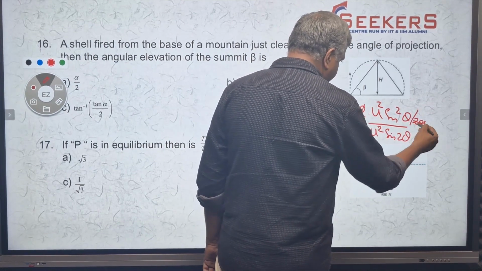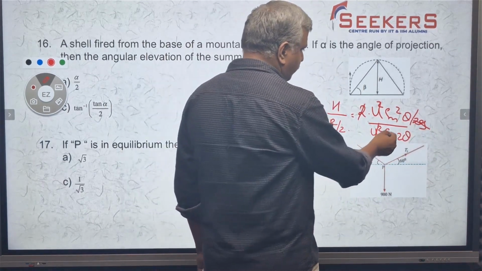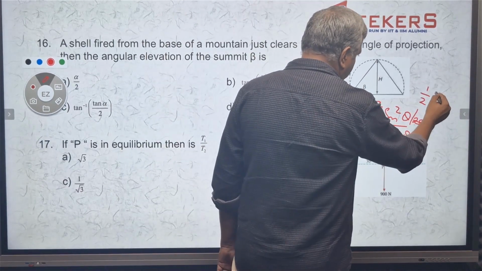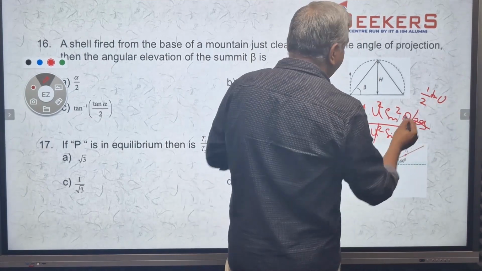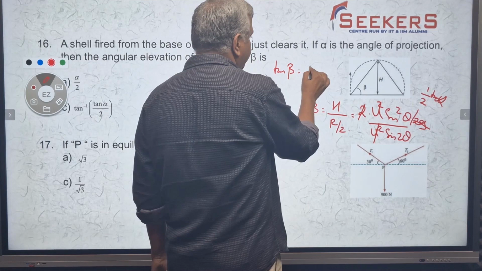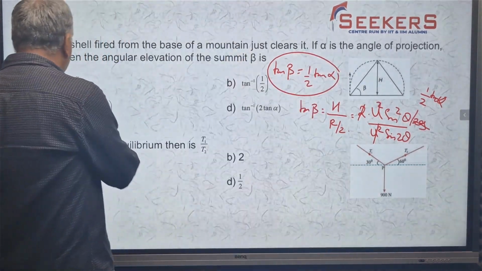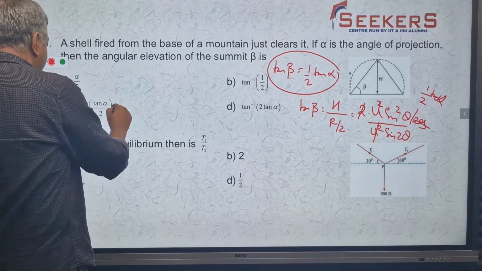So the 2's will get cancelled, g's will get cancelled. So we will get this to be equal to 1 by 2 tan of the projection angle alpha. So from here I can say tan beta is equal to 1 by 2 tan alpha. We have already seen this. So beta is tan inverse of tan alpha by 2, so option C will be the correct answer.